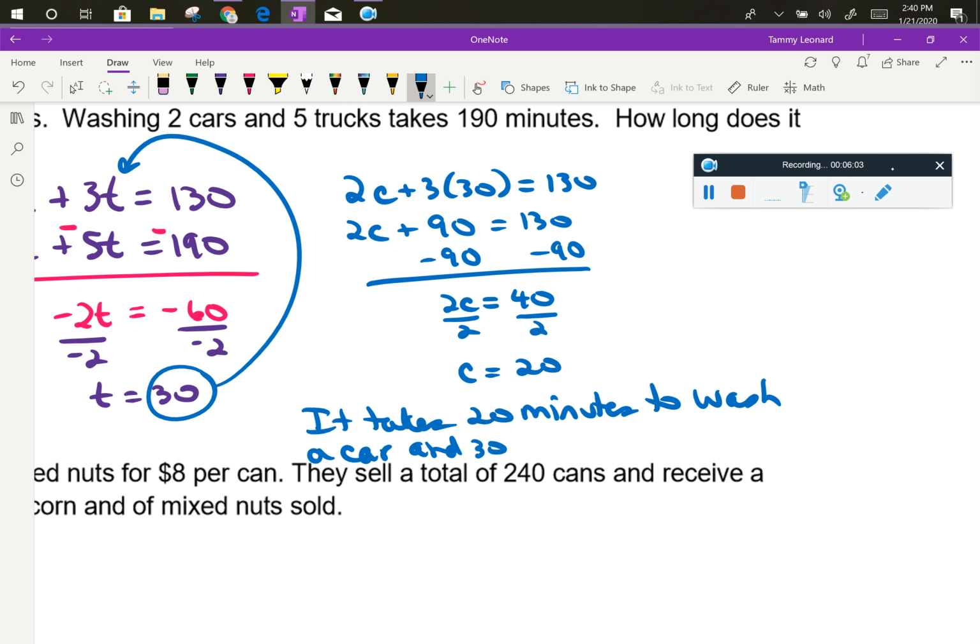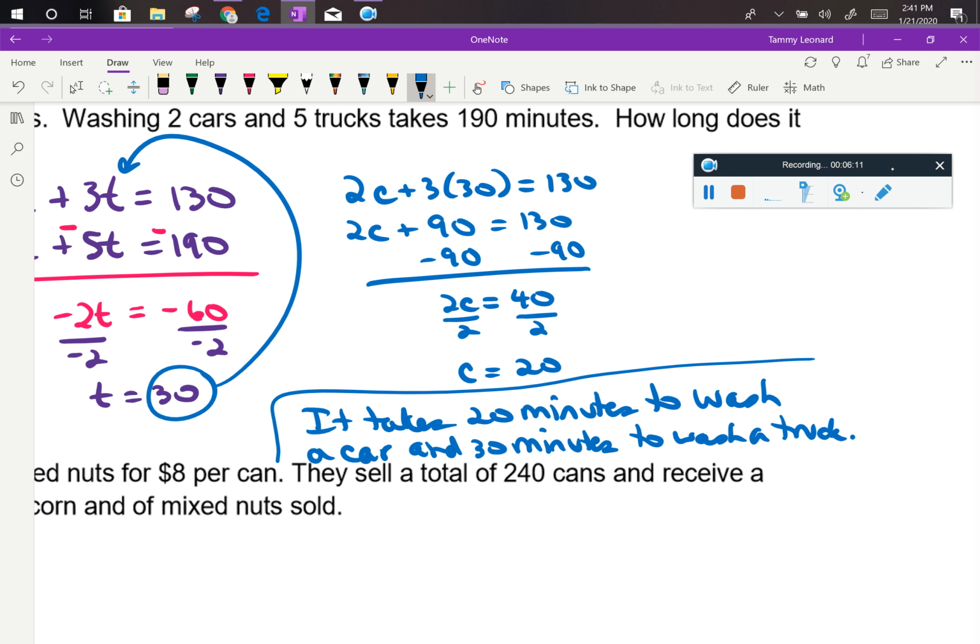and 30 minutes to wash a truck. Notice in a word problem, I don't necessarily answer using an ordered pair like an x comma y. Instead, it makes sense to answer in words, right? If we ask the question in words, we probably want to answer the question in words.